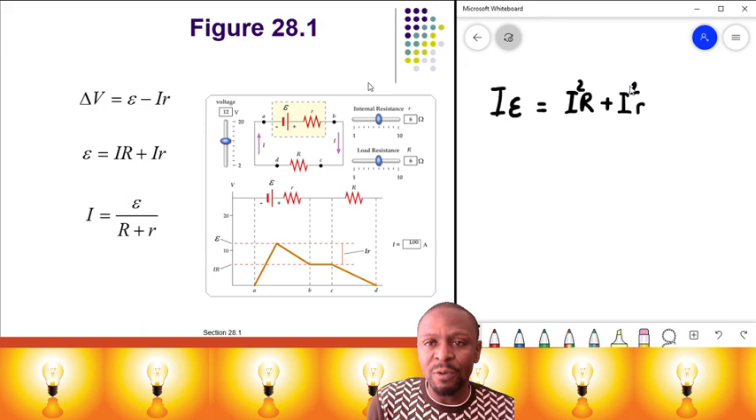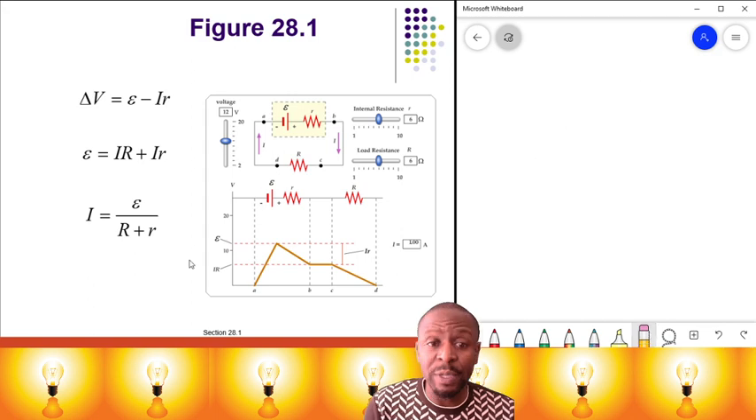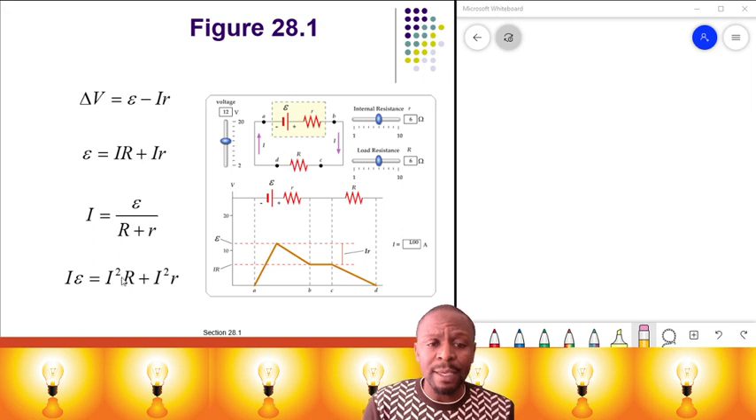But what is this? This is just the total power, which is nothing else but the power delivered to the load resistor plus the power delivered to the internal resistor, which is denoted by the small r. So that's what you are going to have when you rearrange that equation. So this is the total power, and that is the power to the load resistor.